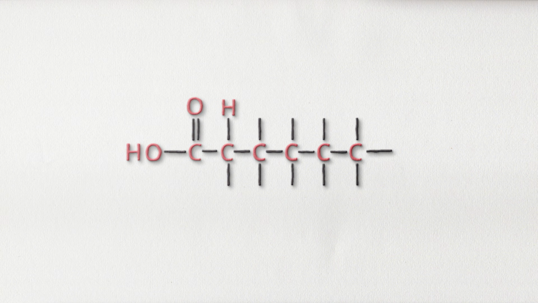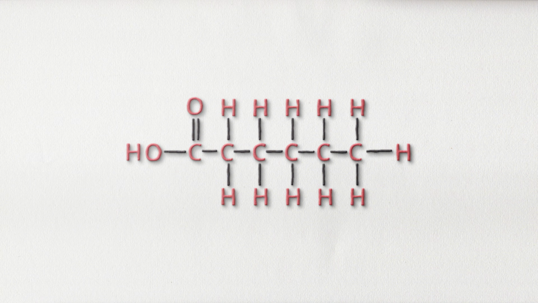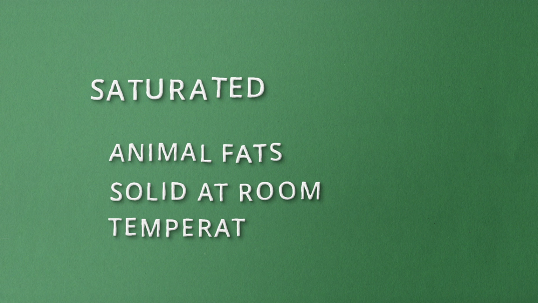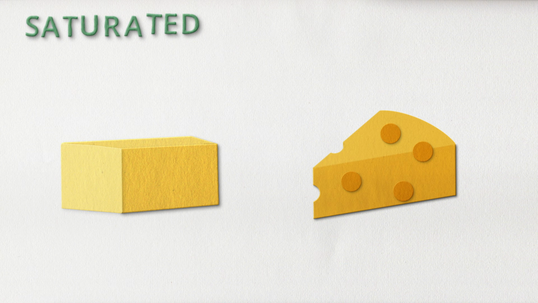Saturated fats are formed when all of the free bonds of carbon are linked to hydrogen atoms. In other words, saturated fats contain the maximum number of hydrogen atoms possible. Most animal fats are saturated and are solids at room temperature. Saturated fats include well-known substances like butter and cheese.